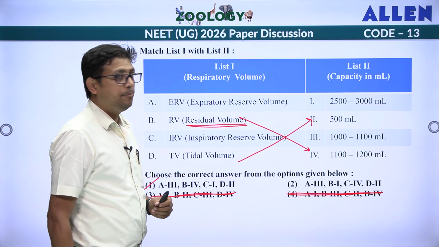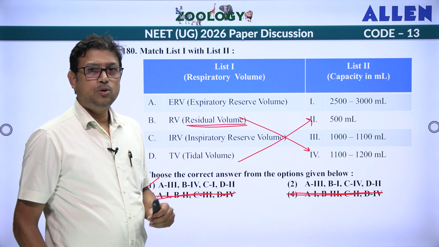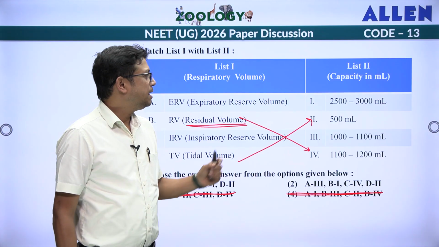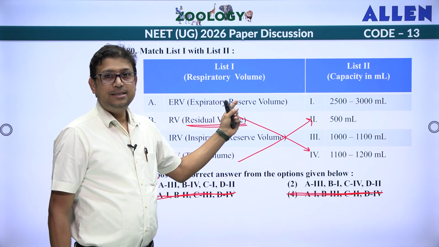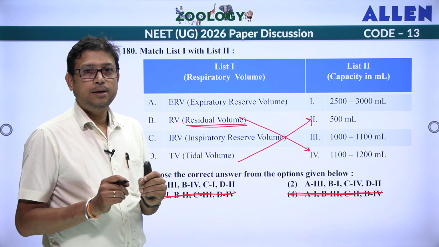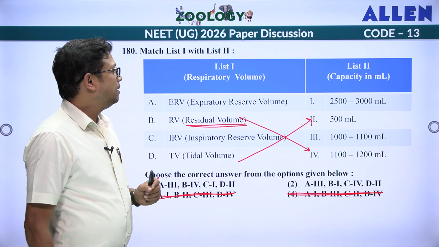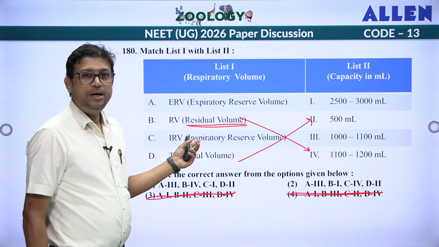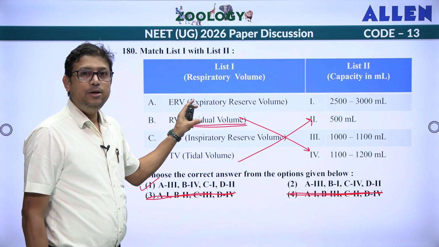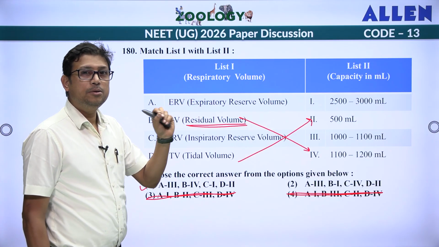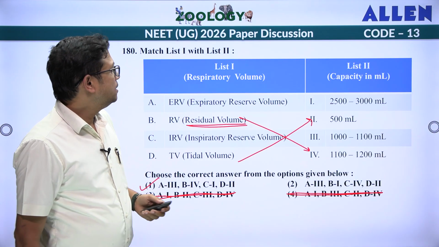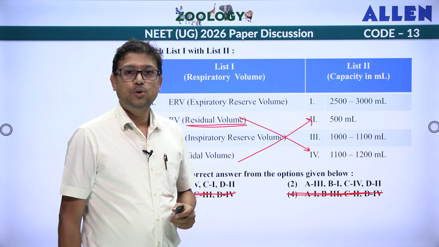So this is all about the paper. The overall feedback is that the paper was easy and direct, but the catch is that in many questions, finding the correct and incorrect one is required. So students may find it a little bit difficult, because by seeing the question directly you cannot answer; you have to spend some time to read the question carefully. So this is all about the paper of zoology. Thank you.